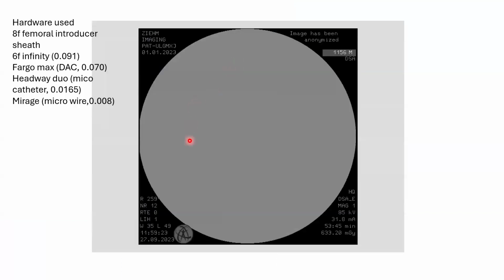And here the hardware which we used was an 8 French femoral introducer sheath, a 6 French Infinity long sheath. Then Fargo Max was the distal access catheter. Then Headway Duo, again MicroVention, 165 centimeter, and a 0.018 microcatheter was used because it was so small an artery, which you could appreciate.